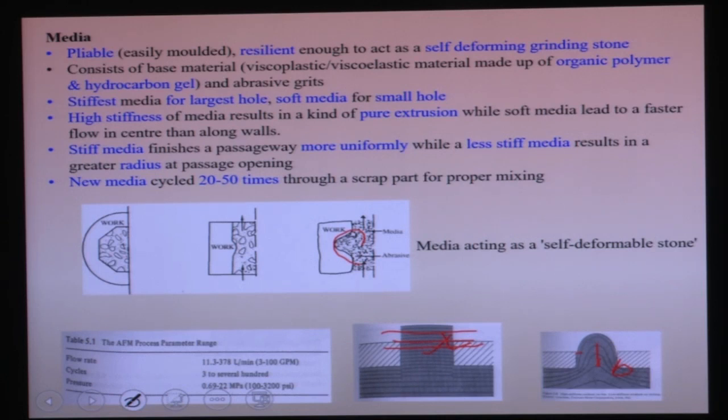Now, for making the new media, you have to mix this viscoelastic polymeric media with the abrasive particles, and you have to move this media over scrap workpieces 20 to 30 times, so that a homogeneous mixture of abrasive particles with the base media can be made. Different types of abrasive particles are used, like aluminum oxide, silicon carbide, boron carbide, and diamond, with 8 to 700 mesh size.